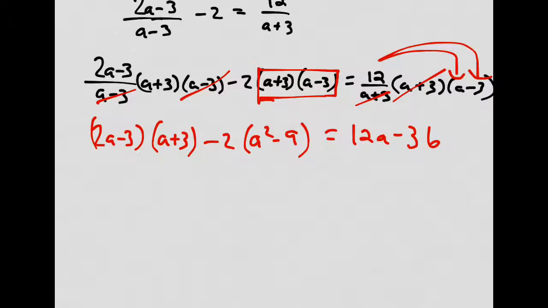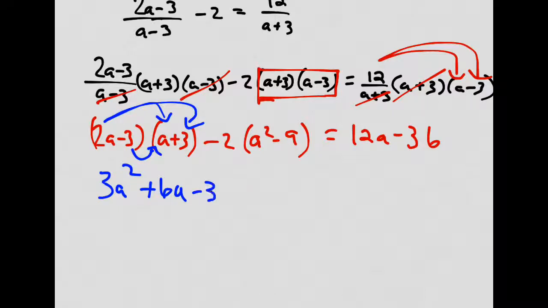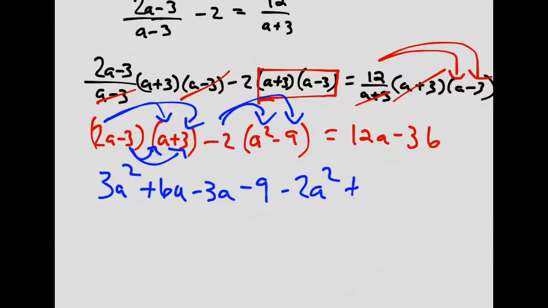Then you go through and pull these out and distribute. So 2a times a is 2a squared. 2a times 3 is positive 6a. Negative 3 times a is negative 3a. And negative 3 times 3 is negative 9. Negative 2 times a squared is negative 2a squared. Negative 2 times negative 9 is positive 18. And that's equal to 12a minus 36.